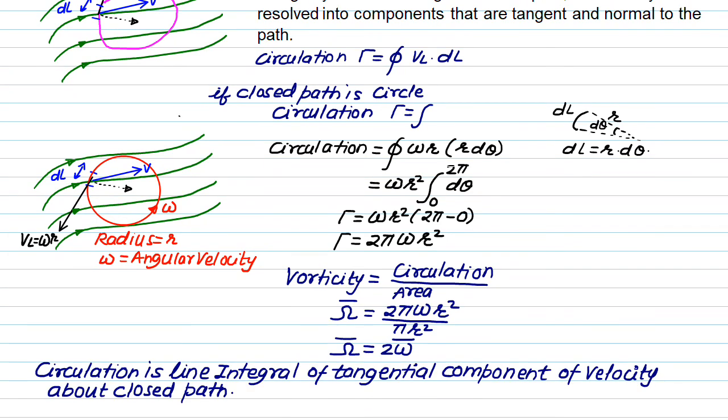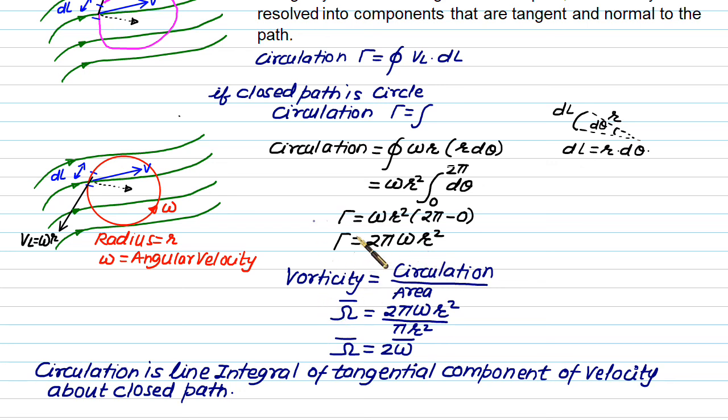And if you have to define the circulation technically, then the circulation is taken as a line integral of the tangential component of velocity about a closed path. The path must be closed, only then can we define the circulation. So, the circulation is given as a cyclic integral of the tangential component multiplied by the differential elemental length dl. If we have a circular path, then the circulation is given as 2 pi times omega multiplied by r square, or simply omega multiplied by pi r square.